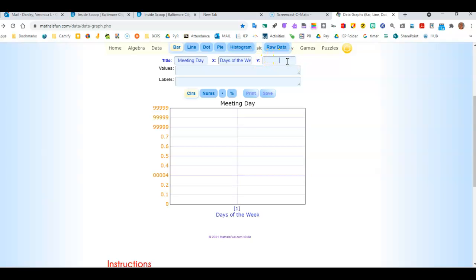And for the y-axis, number of people, or number of votes. Number of votes. These are people voting. Number of votes.